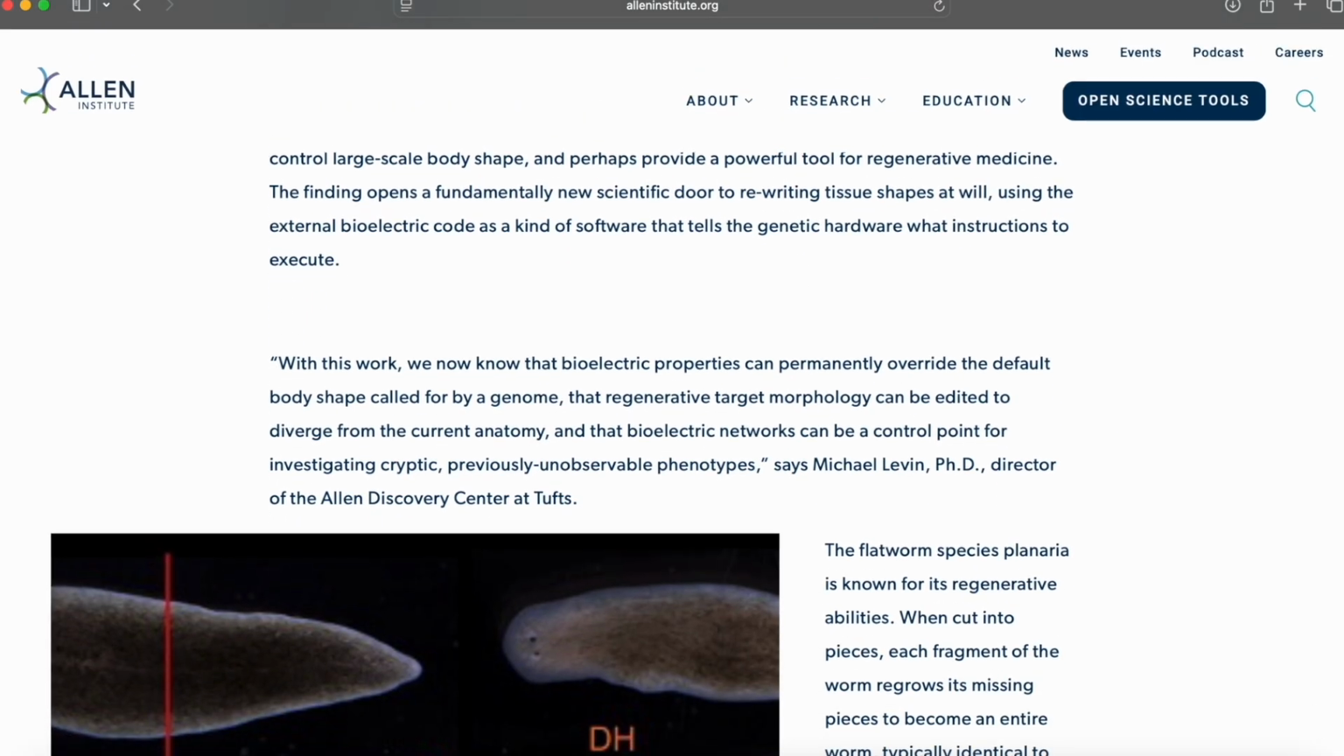With this work, we now know that bioelectric properties can permanently override the default body shape called for by a genome, that regenerative target morphology can be edited to diverge from the current anatomy, and that bioelectric networks can be a control point for investigating cryptic, previously unobservable phenotypes, says Michael Levin, director of the Allen Discovery Center at Tufts.